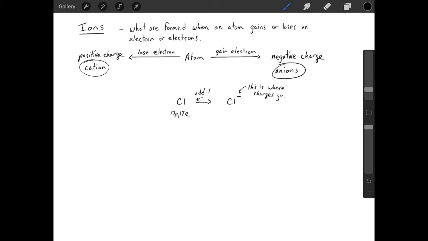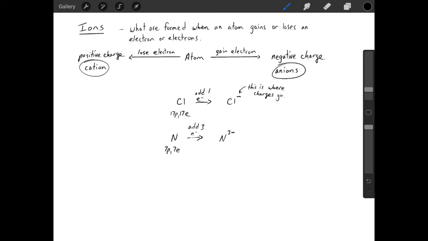If we wanted to add more than one electron, we could use an example of something like the nitrogen atom. Nitrogen has 7 protons and 7 electrons. And if we added 3 electrons to nitrogen, we would have an ion that has a 3- charge.